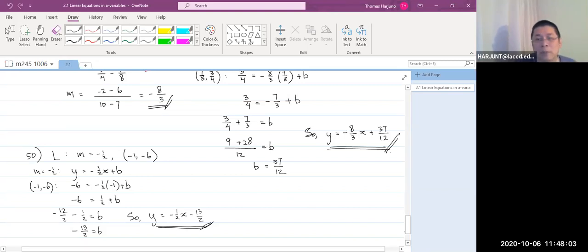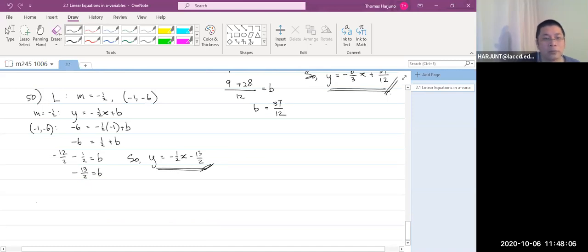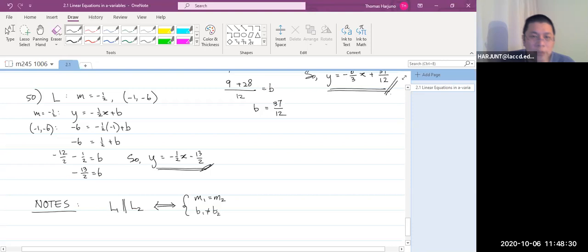Okay. Now the next part is about parallel and perpendicular lines. Line 1 is parallel to line 2 if and only if the slopes are the same, yet the y-intercepts are different. If the slopes and the y-intercepts are the same, then those two lines are exactly the same line. Maybe I write it as a note. If m1 equals m2, and b1 equals b2, then those two lines are not parallel, but they are equal to each other.